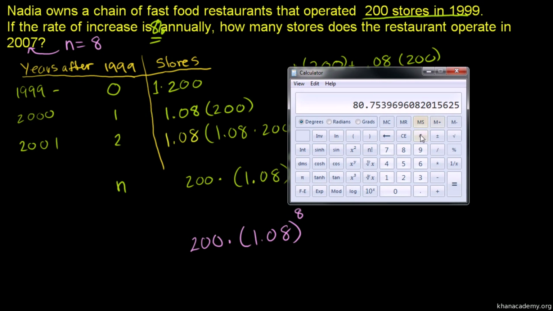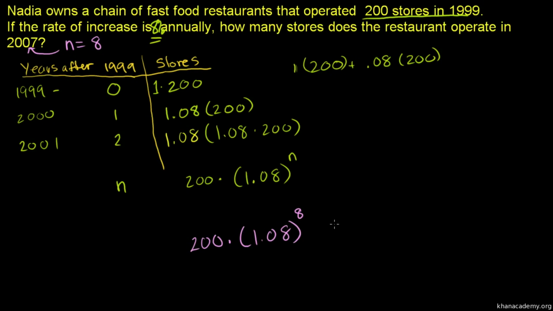Let's get our calculator out and calculate it. So we want to figure out 200 times 1.08 to the 8th power. We get 370.7. She's going to be operating 370 restaurants, and she'll be in the process of opening a few more. If we round down, in 2007 she's going to be operating 370 restaurants.